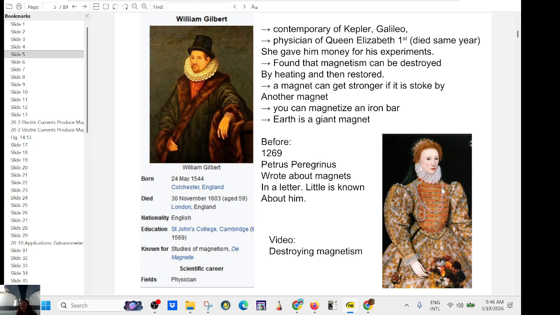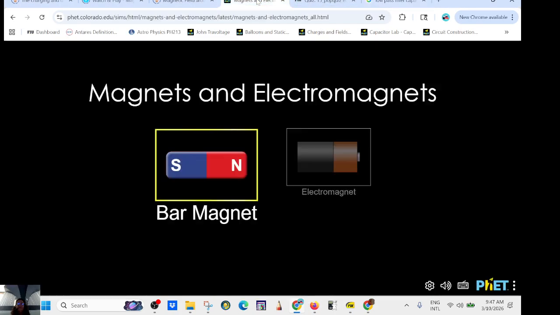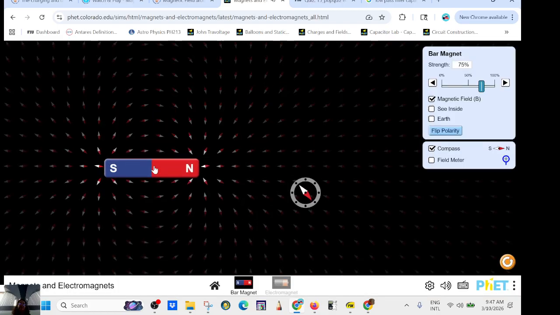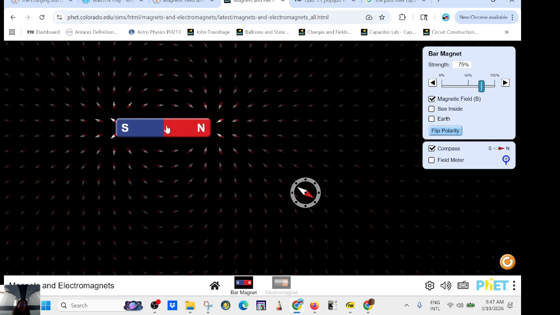Very interesting story. Okay, so that's his daughter Elizabeth I. Her mom got beheaded by her dad. So anyway, he was the one who understood that Earth is behaving like a giant magnet. He's the first one to understand that. And I can show you a simulation. Not very cool, the mom beheaded by the dad. So this is a bar magnet.